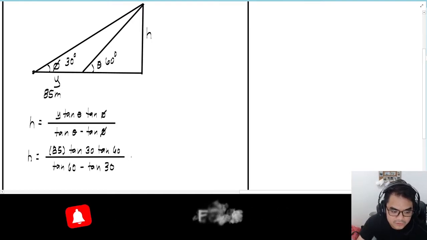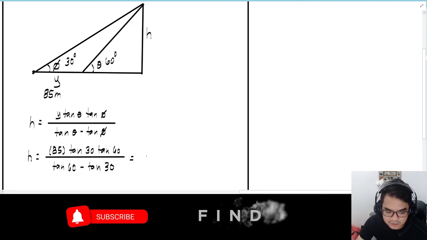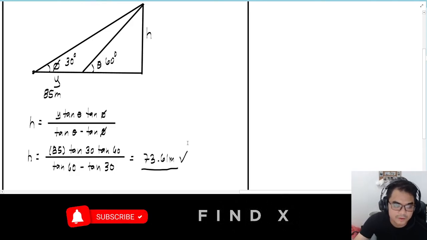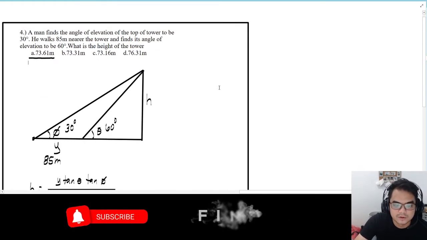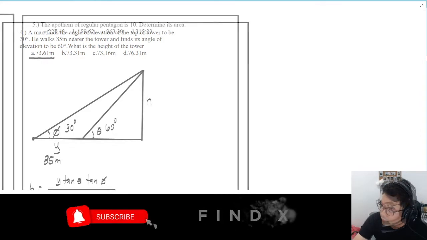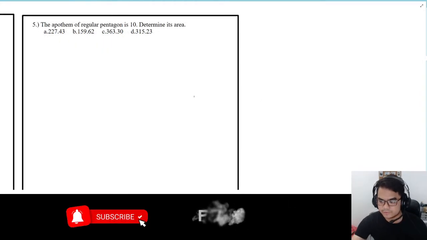If you use your calculator, the answer that you'll get here is 73.61 meters. Okay. So do we have an answer? Yes, this is letter A. On to the next one. We have number 5, right?